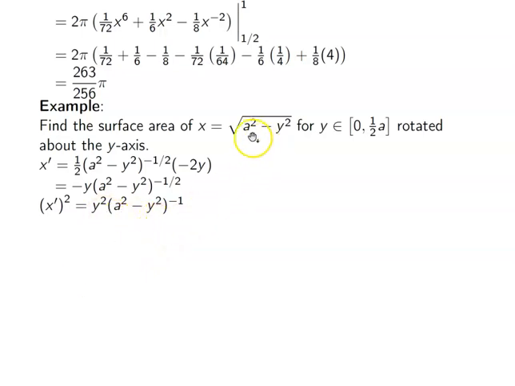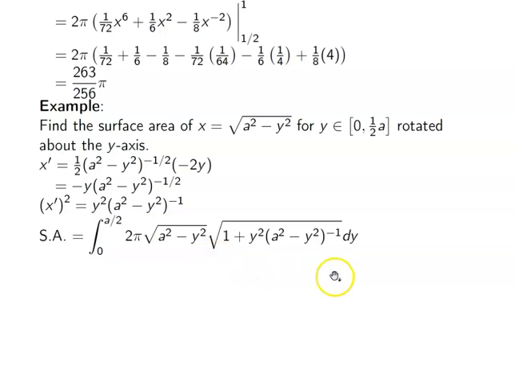And now I can put everything together. The integral from 0 to 1/2 a of 2 pi times my function times the square root of 1 plus this function. So we did our little pre-work and we just threw everything together. From here, if you notice, I have something in the square root times something in the square root, so I can combine these together. This would just multiply across each one of these pieces. So that'll give me a squared minus y squared times here.